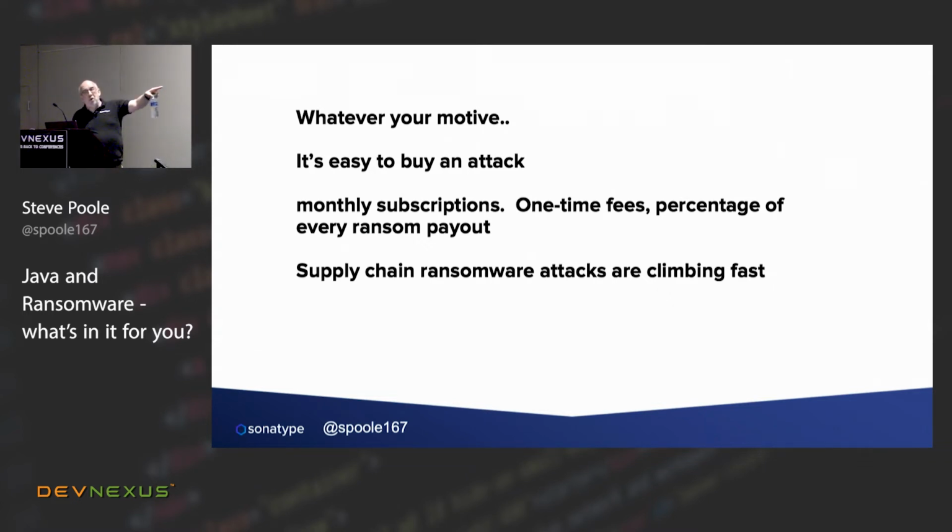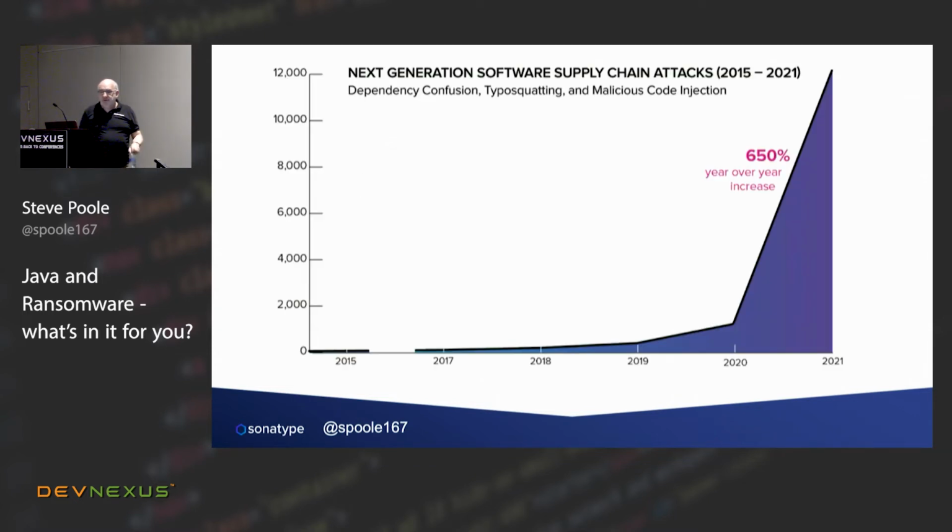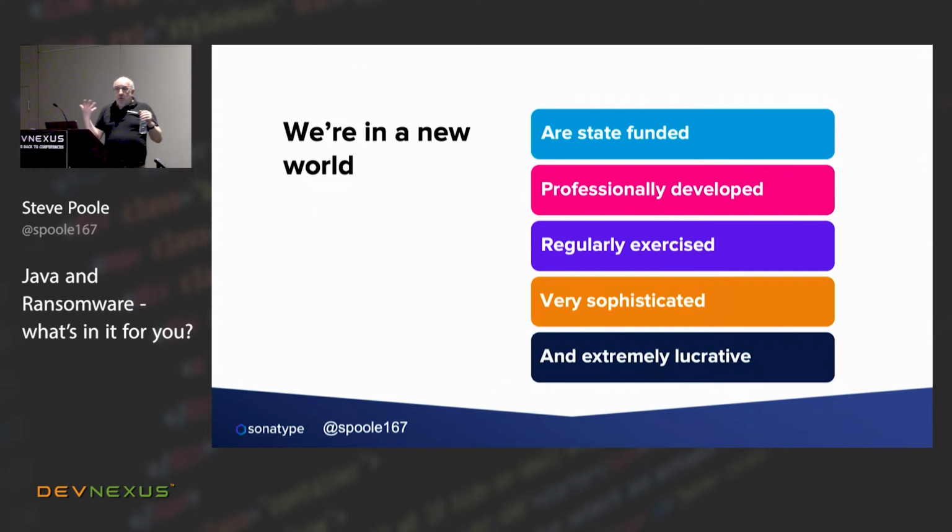So it's so in demand that supply chain ransomware attacks have gone through the roof. I work for Sonatype, we run Maven Central, we have a bunch of security software tools, and we do a lot of monitoring of what's going on, and it became evident recently that supply chain attacks have just gone through the roof. Again, more evidence that this is real. Okay.